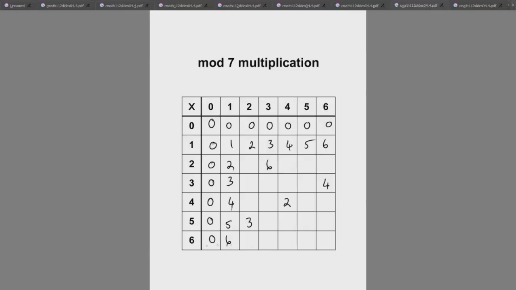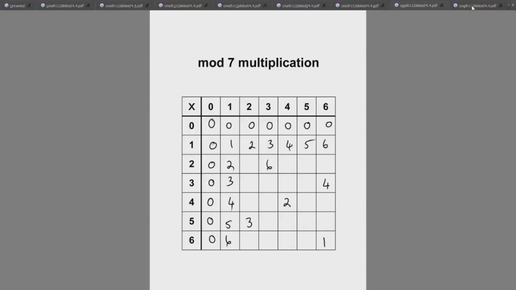Let's do one more. 6 times 6. 6 times 6 is 36. 36 is what mod 7? What's the remainder when I divide by 7? Well, 7 goes into 35, so 1 will be left. Pause the video now if you want to fill in the rest.